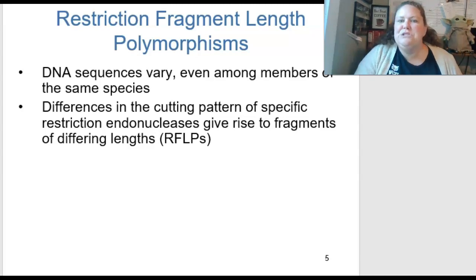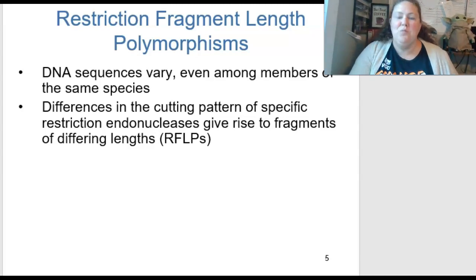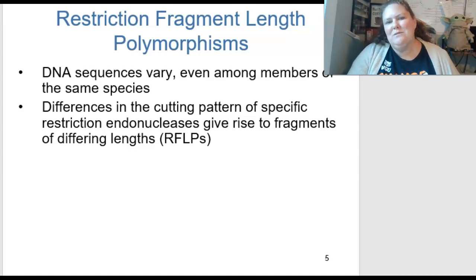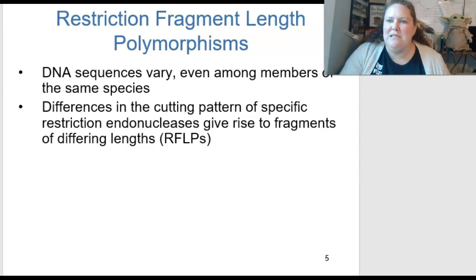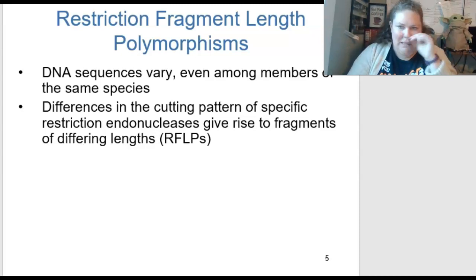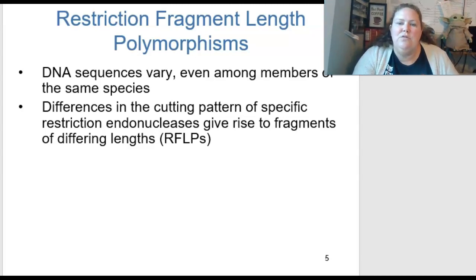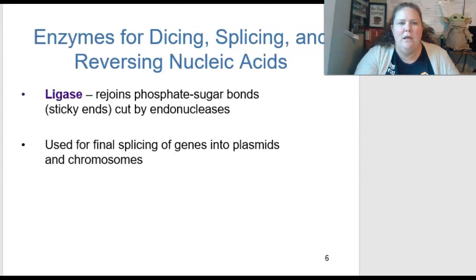Then we have restriction fragment length polymorphisms. Say that 10 times fast, right? Basically DNA sequences vary even among members of the same species. That's what makes me and my sister different, right? We're the same genetic base, but we have variation to make us different. Differences in the cutting patterns of these specific restriction endonucleases are going to give rise to fragments of different lengths. And those are called RFLPs, okay?